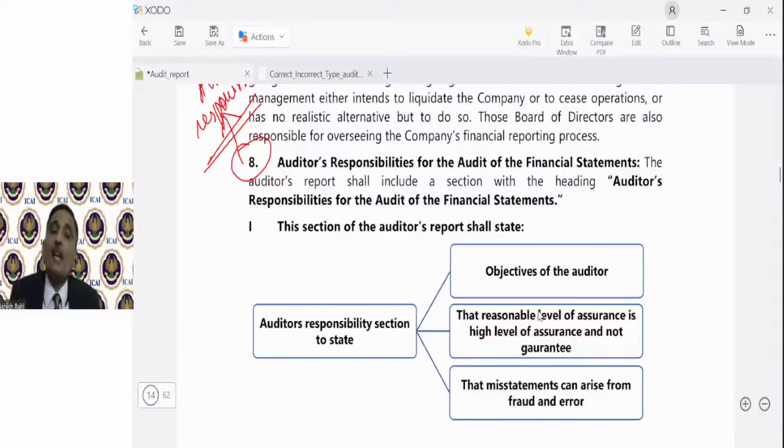These things save the auditor, and these things also reduce any sort of expectation which might be in the mind of the user.